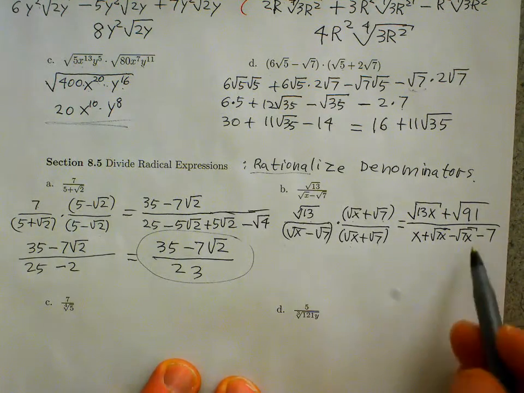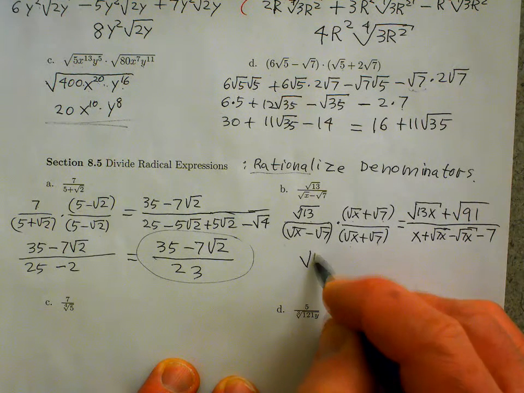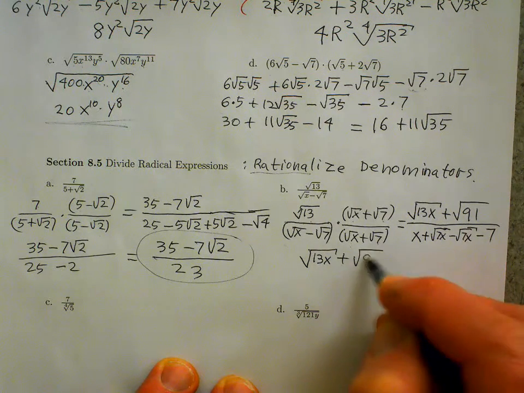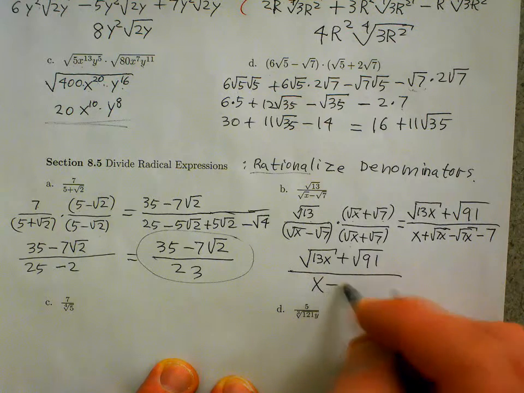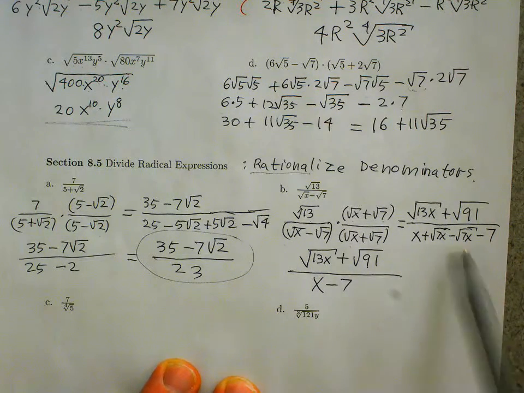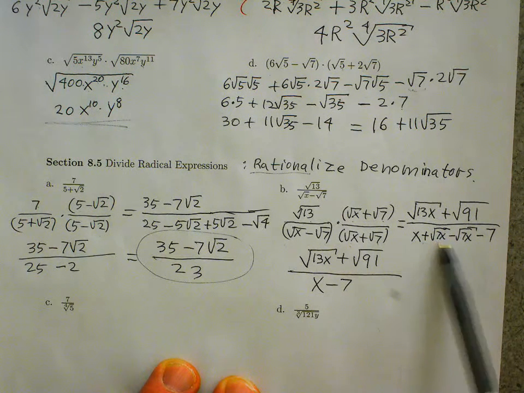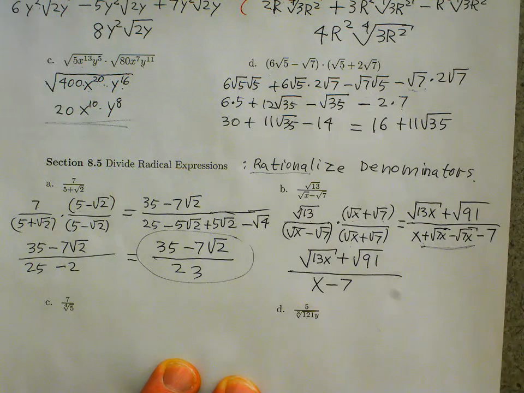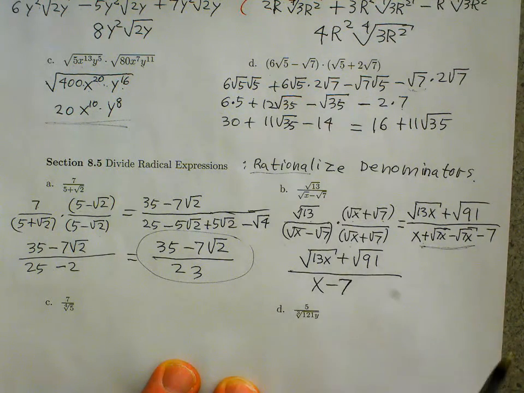Okay, so just one more step. In the numerator, we have the square root of 13x plus the square root of 91. In the denominator, we have just x minus 7, because in the previous step, plus the square root of 7x minus the square root of 7x combine to make 0. So now we have no more radicals in the denominator.